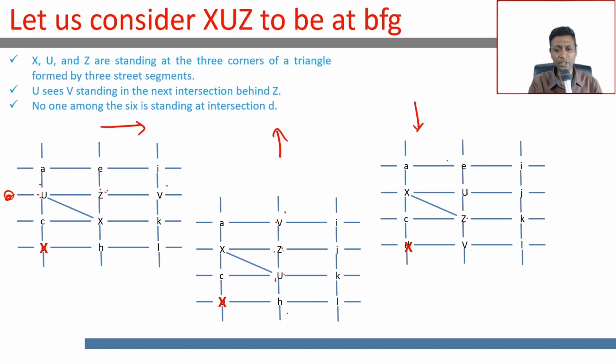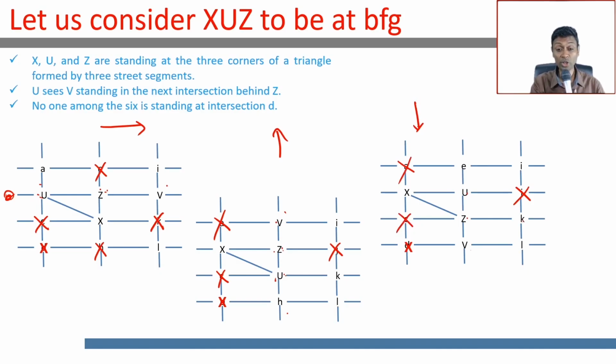Brilliant. Now we know that X can see only U and Z. That means if you look at this possibility, X is here. There's nobody here, nobody here, nobody here, nobody here. X can see beyond Z also, remember. Now here is nobody here, nobody here, nobody here. X were here, nobody here, nobody here, nobody here.